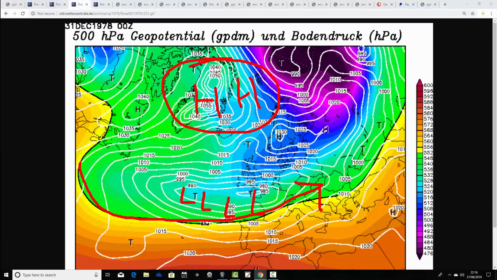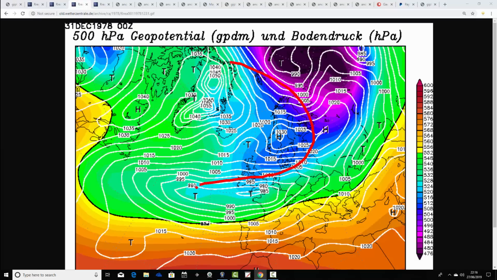And instead of drawing up mild southwesterly winds, what we're actually doing is bringing in bitterly cold air from the east and ultimately from the north. So it draws down that cold air into northern and western parts of Europe.